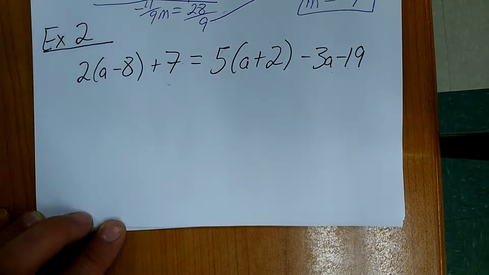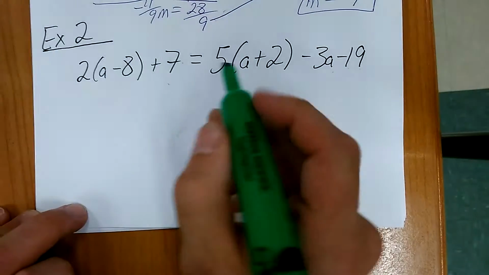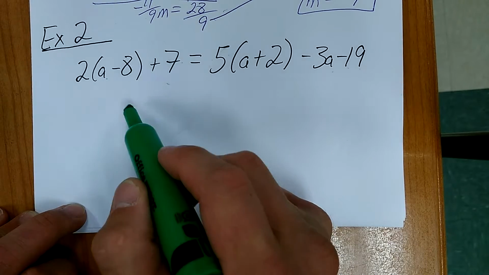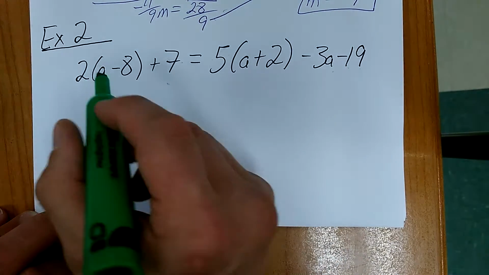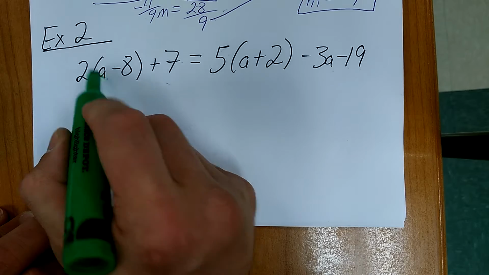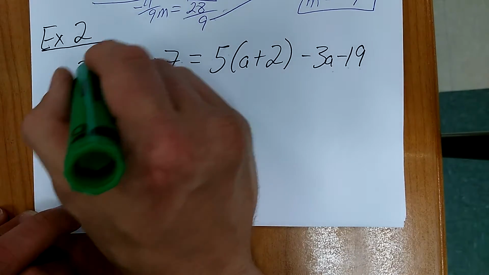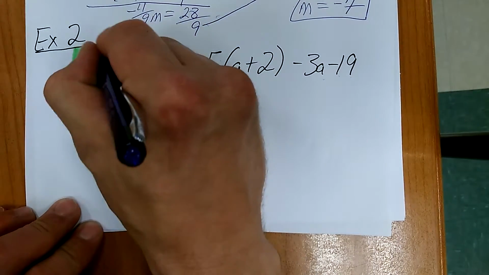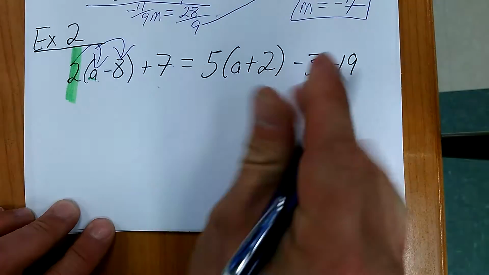But what we do need to complete is the distributive property. Why? Because inside these parentheses, we have an a minus an 8. Well, we can't combine those. Why? Because this is a variable a, and this is a whole number 8, so we need to take this 2 on the outside of the parentheses and distribute it to this a and this -8.